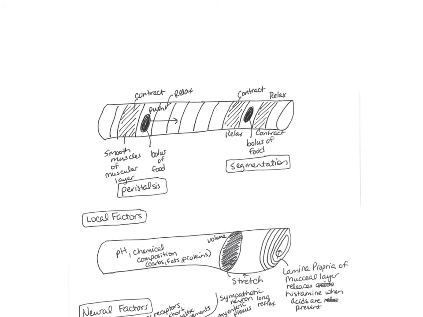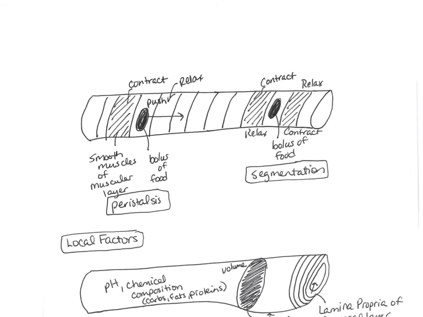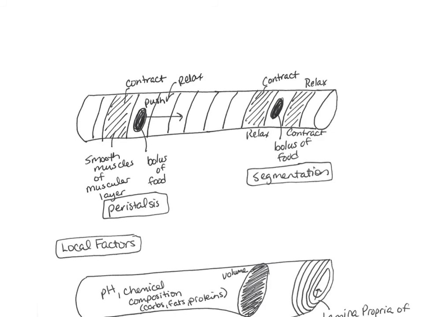The visceral smooth muscle of the muscular layer contains pacesetter cells that depolarize spontaneously, kind of like what we saw in the heart. And this depolarization triggers waves of contractions that spread throughout the entire muscular sheet.